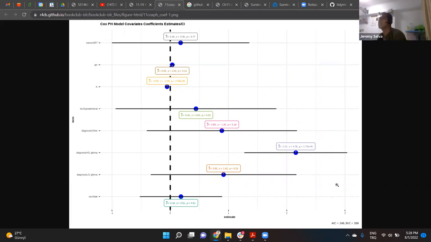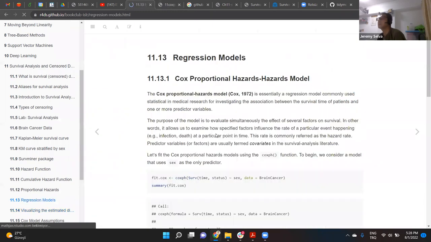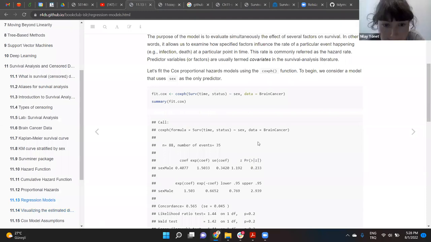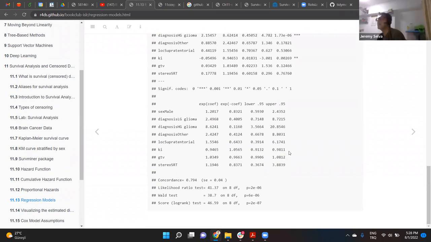Because it's just the same as the table that you showed in the previous slide, right? The regression model, the previous section. Should I go back? The previous section, 11.13. Mm-hmm. You scroll down. The part where all the parameters are used, right? If we scroll up again, aren't the values the same?